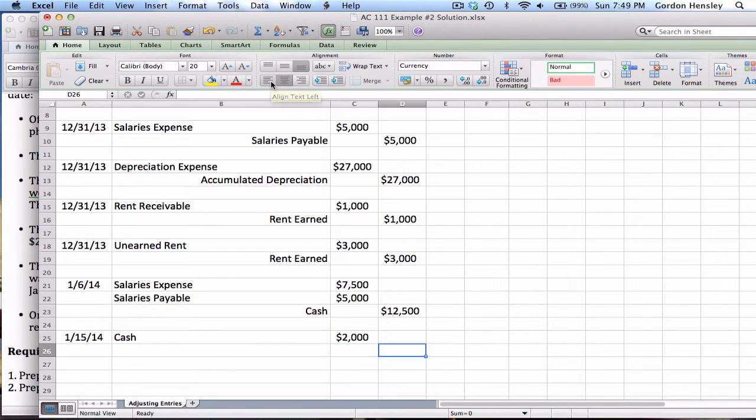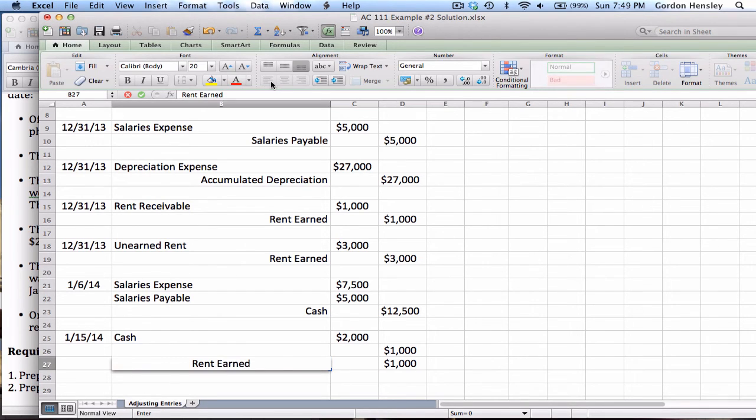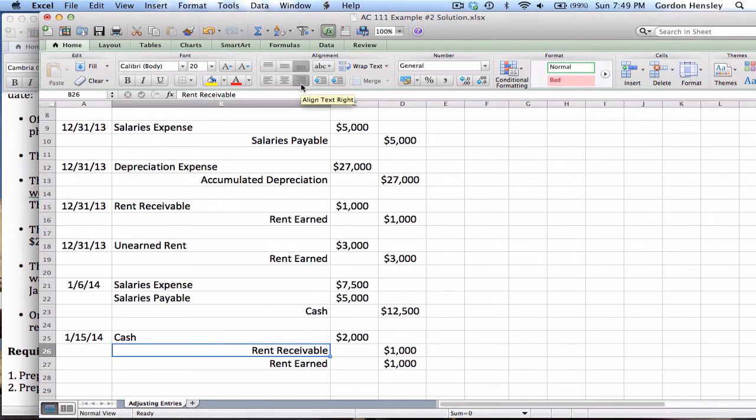But on the credit side, I'm actually going to have 2 credits, because half of that is for one thing, half of it's for something else. So of that $2,000, $1,000 of that is rent that I have earned in the month of January. But the other $1,000 of that is the settling of my rent receivable. So I've got a debit cash $2,000, credit rent receivable $1,000, credit rent earned $1,000.